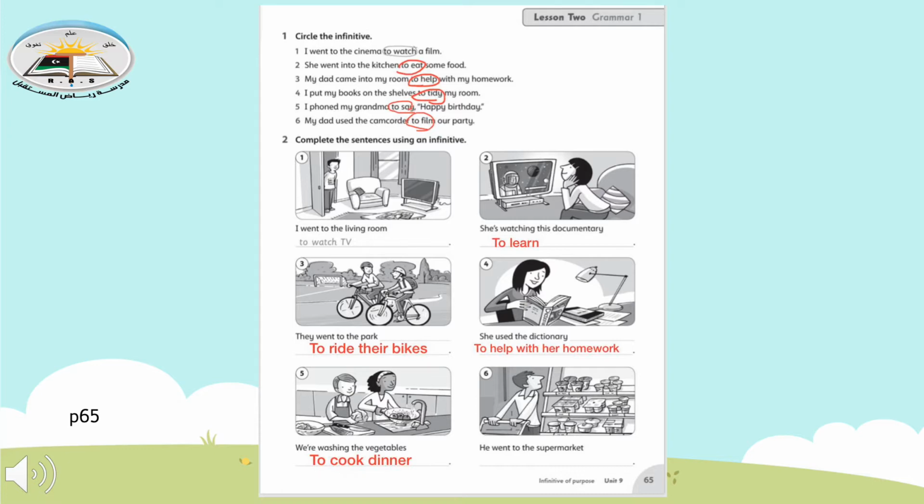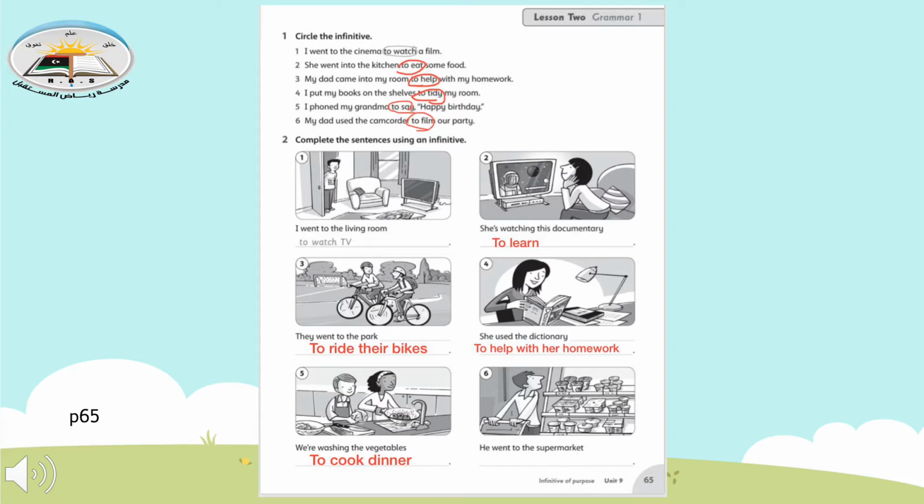As you can see, we are still in Unit 9. So in page 65, we have Grammar 1. Question number 1. Circle the infinitive. If you remember, the infinitive is the base form of the verb. So it's the base form without any addings or any changes. We said that we use the infinitive after to.